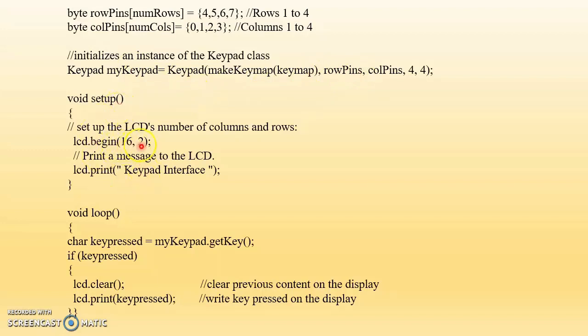In void setup, we begin the LCD and print a message on that LCD, and in void loop, we get the key pressed. If a key is pressed, then clear the LCD and write the key pressed. Whatever character is assigned to the key will be displayed on the LCD module. When you press another key, it will first clear the previous character and then write the new character. This will continue in a loop. Whatever key we press will be displayed, and the previous character will be erased. So this is the simple keypad interfacing program.